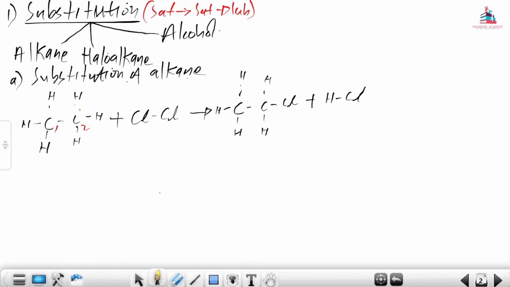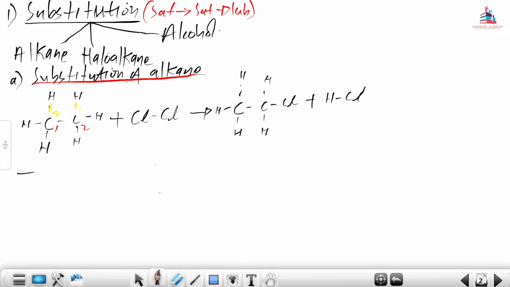So this will be 1 and then this will be 2. Remember, we still have our bonds here. So in so doing, this will be our substitution reaction for an alkane. But will this reaction take place on its own? No, it will not, because we have what we call reaction conditions. And guys, with reaction conditions, this is very, very important.